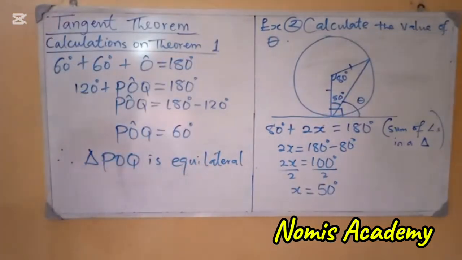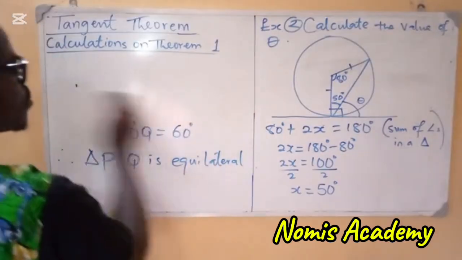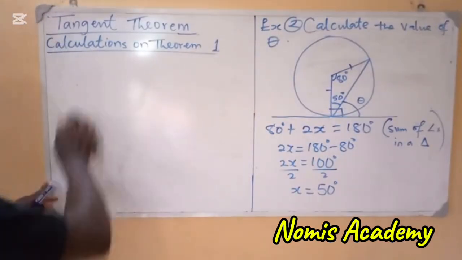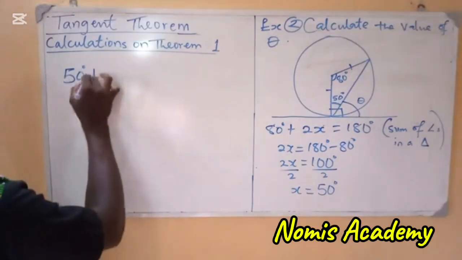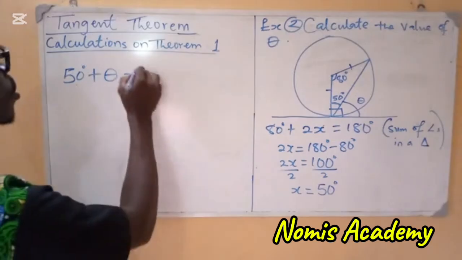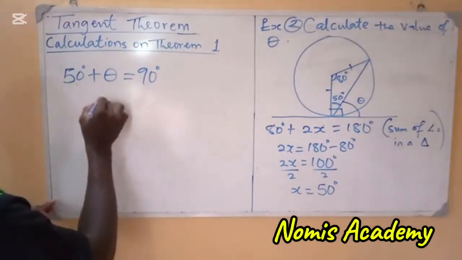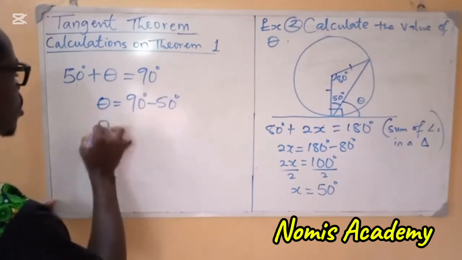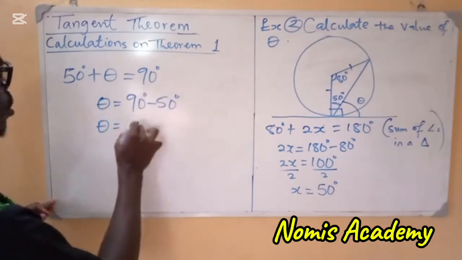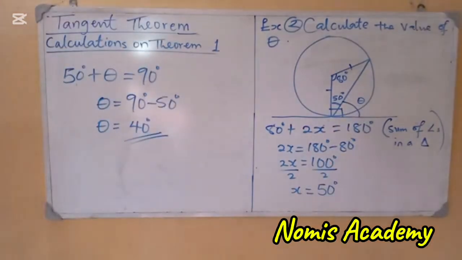Now to find theta, as stated in the question, we know that 50 degrees plus theta sum up to 90 degrees according to Theorem 1. So we write theta is equal to 90 degrees minus 50 degrees. Theta is equal to 40 degrees. So the value of theta is 40 degrees.